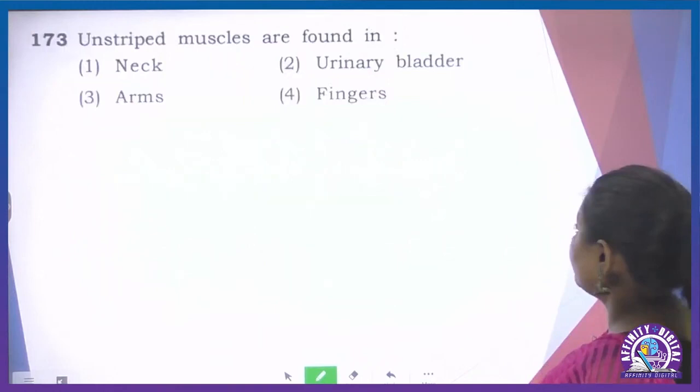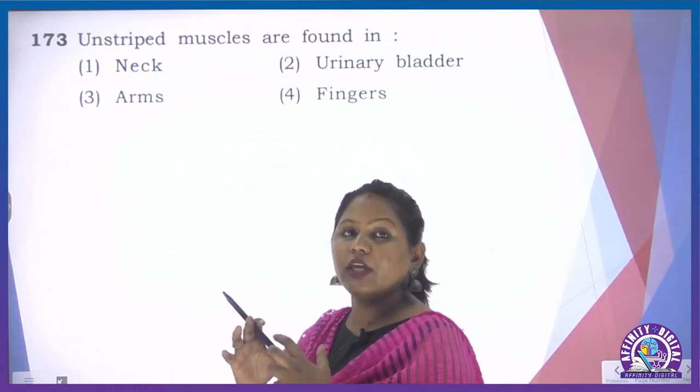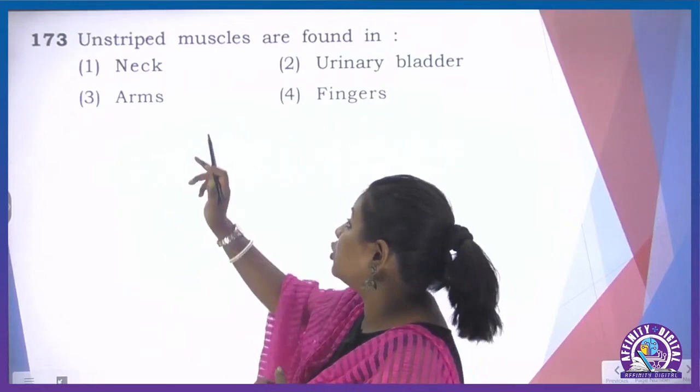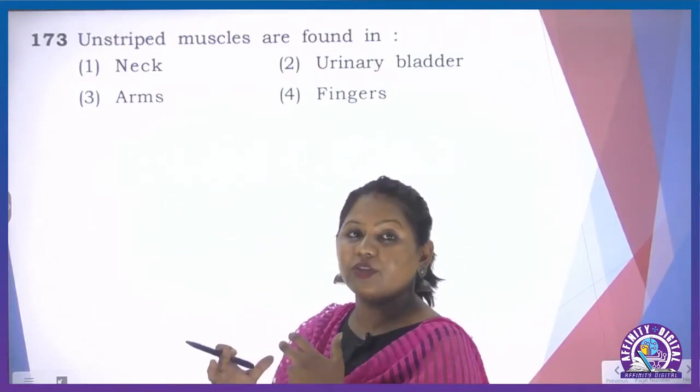Unstriped muscle are found in... Unstriped muscle matlab jo ki involuntary muscles hai na? That is the non-striated muscle. So neck, hum log move kar sakte hai. Arms, hum log move kar rahe. Fingers, hum log move kar rahe. So they are all voluntary in nature.